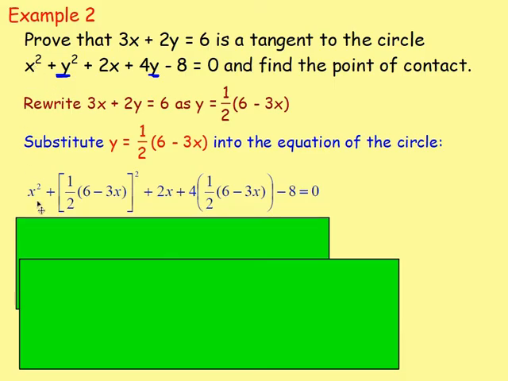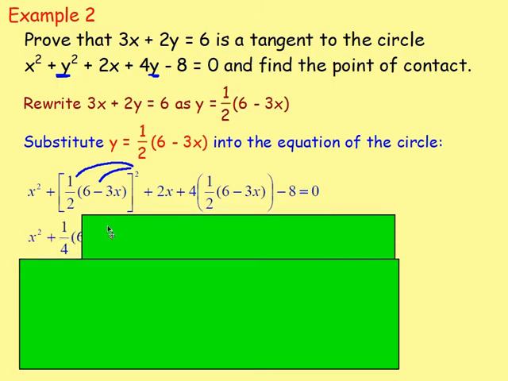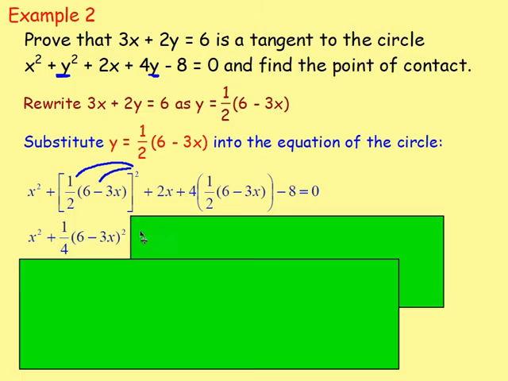We'd have x squared, that stays as it is, plus the half 6 take away 3x all squared, plus 2x plus 4 times the half 6 take away 3x, and then the take away 8 would stay. From there, you're probably wanting to multiply out the brackets. So doing that, x squared would stay as it is. If we square the terms in the bracket here, you're squaring the half and you're also squaring that 6 take away 3x. So really you're squaring a half, so a half times a half is a quarter, and you're also squaring the 6 take away 3x. Just writing it out like that first of all.